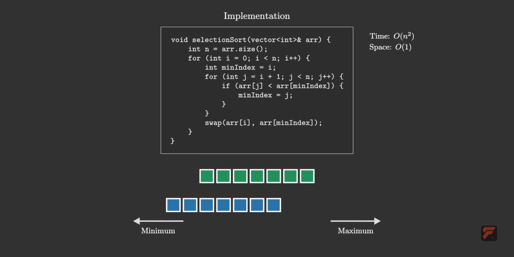Or you can choose to start sorting from the largest element, the right side first, to exhaust the unsorted part on the opposite side, which is the left side, as you can see. Both ways are fine, as long as you can understand what you're doing.